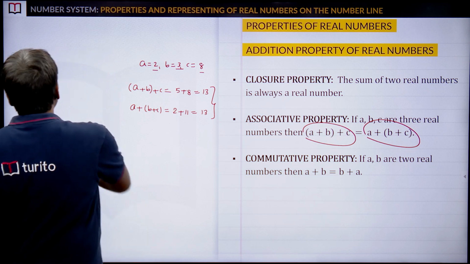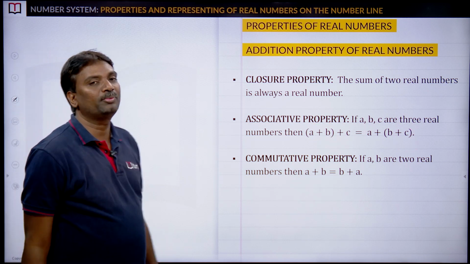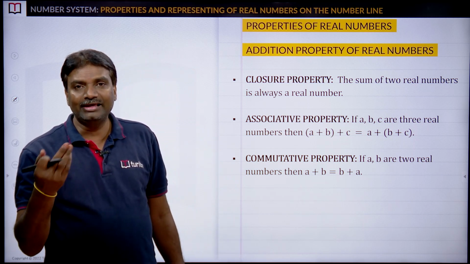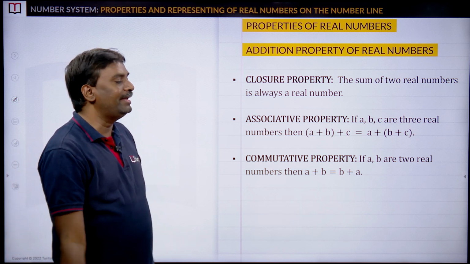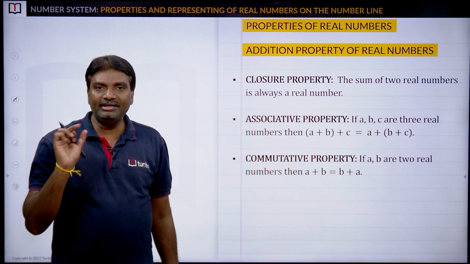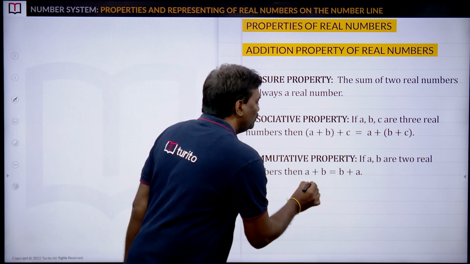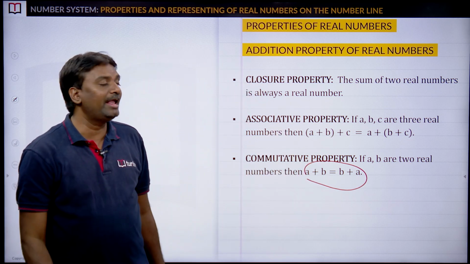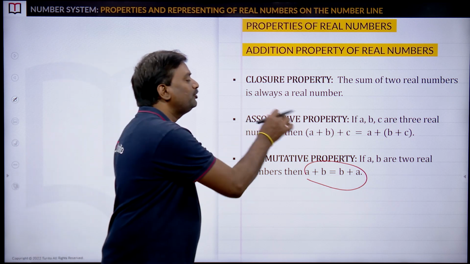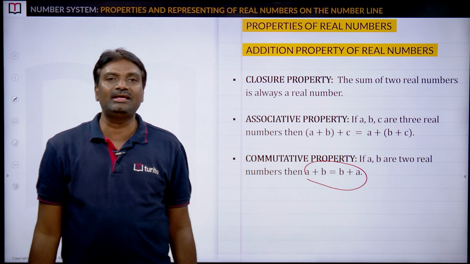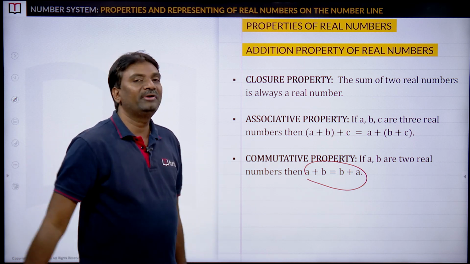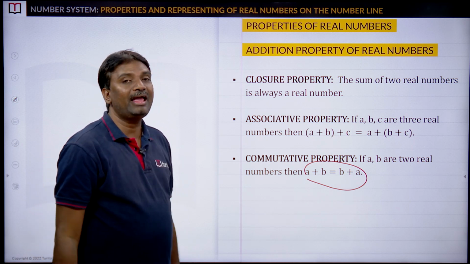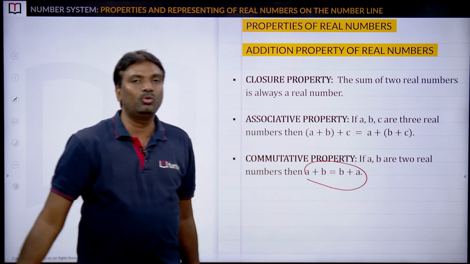Next, commutative property. So, what is commutative property? Suppose that A and B are two real numbers. Add A and B means A plus B, add B and A means B plus A. By finding A plus B and B plus A, those two should be equal, A plus B equal to B plus A. Commutative property means if A and B are any two real numbers. For associative property, we considered three real numbers A, B, C. For commutative property, you have to consider only two real numbers. If those two real numbers are A and B, then A plus B equals B plus A.